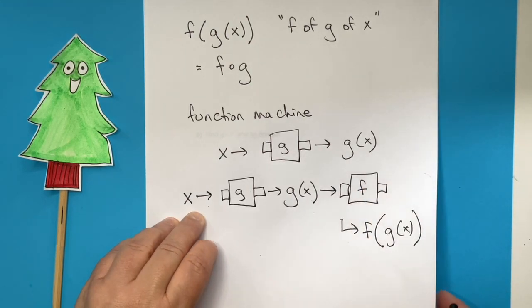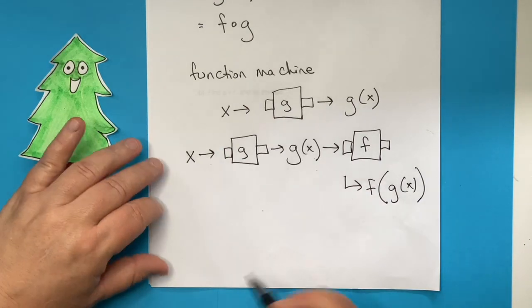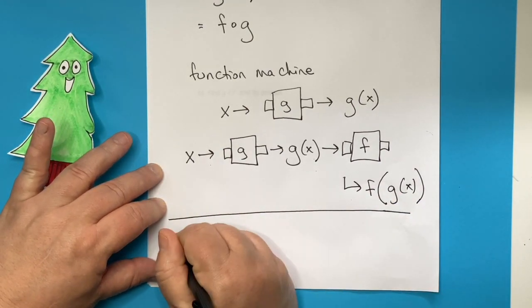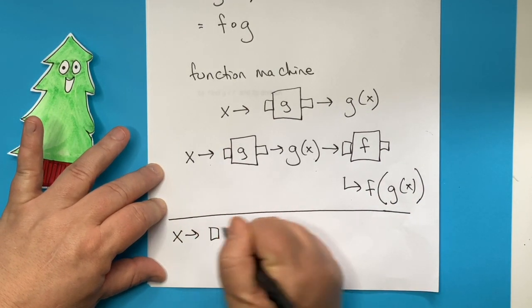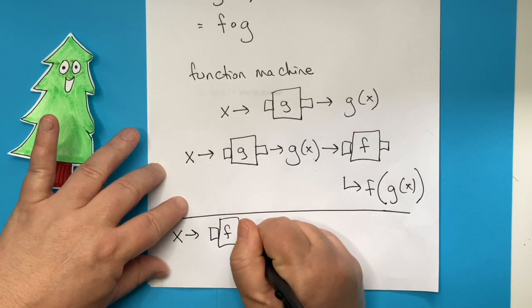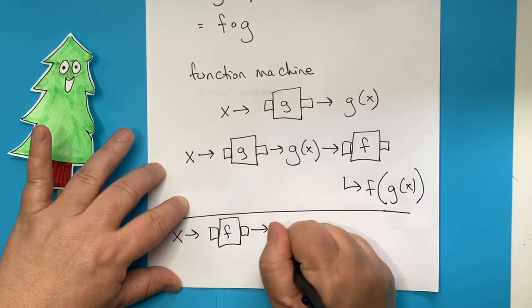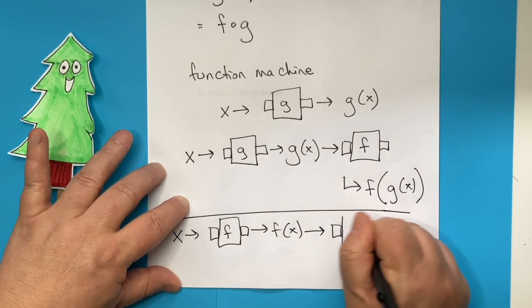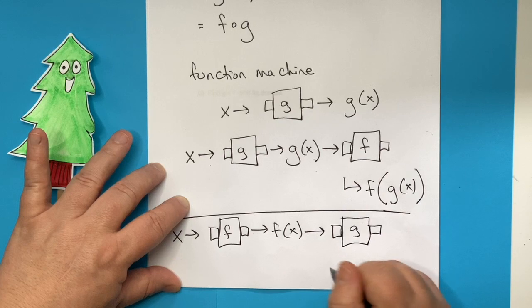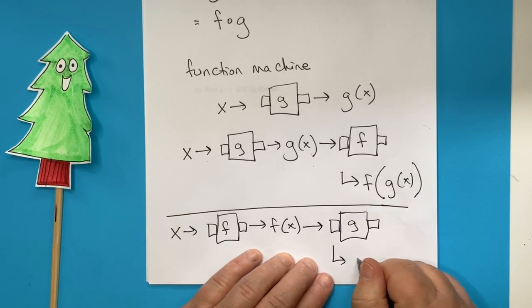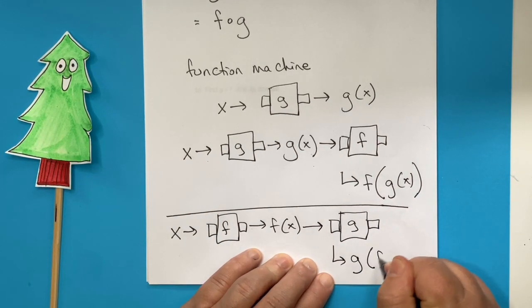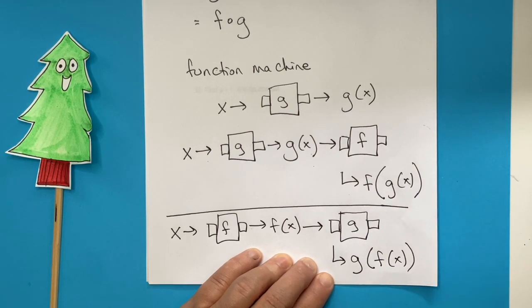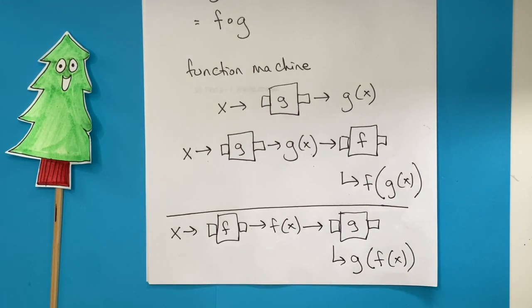If we took x and put it into f first, and then took that and put it into the g machine, then we'd get out g of f of x.